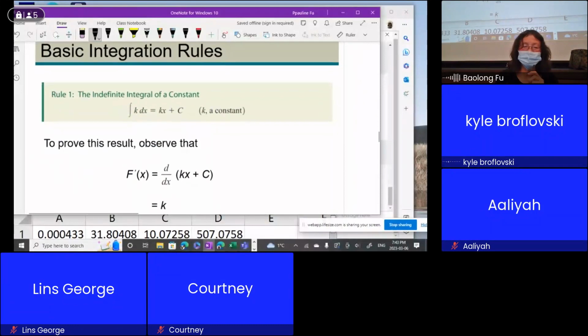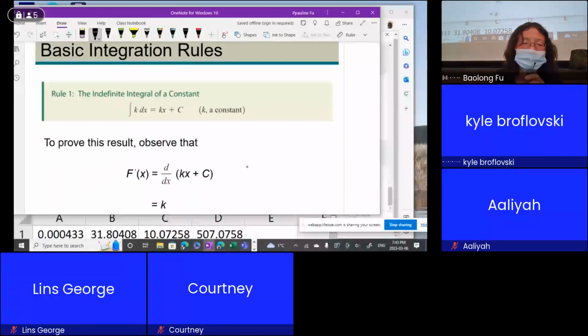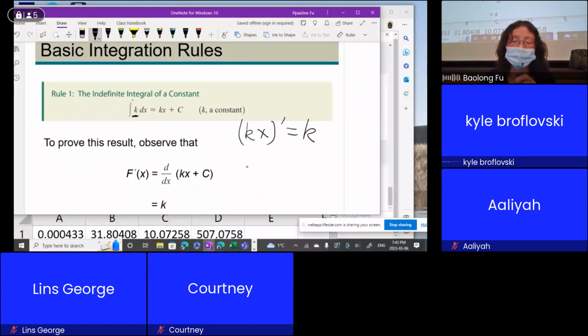There are some basic rules. If k is a constant, the integral of a constant is just kx plus c. Why? Because if you take the derivative of kx, what do you get? You get k.